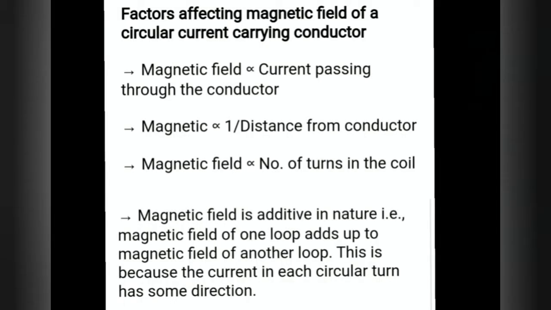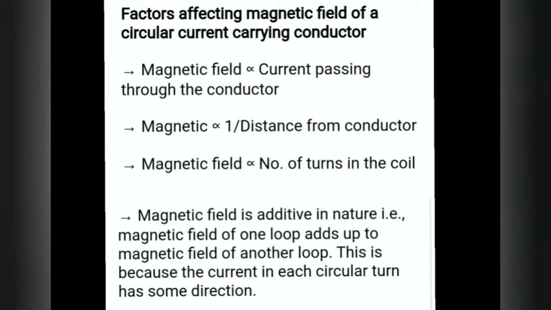Factors affecting magnetic field of a circular current carrying conductor. See, there are 4 factors. The first one is magnetic field is directly proportional to current passing through the conductor. This means if current in the wire is increased, the deflection also increases. That is nothing but magnetic field will be more. Hence, it is directly proportional to current passing through the conductor.